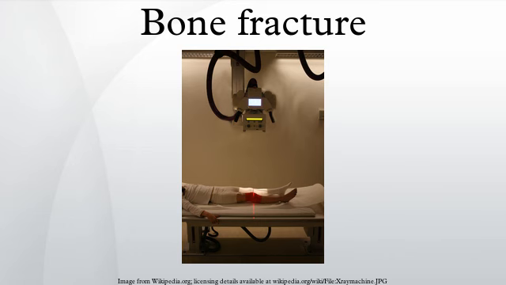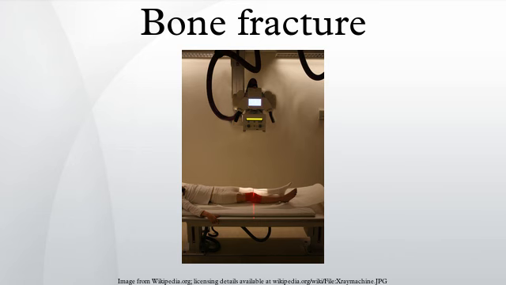Transverse fracture, a fracture that is at a right angle to the bone's long axis. Oblique fracture, a fracture that is diagonal to a bone's long axis. Spiral fracture, a fracture where at least one part of the bone has been twisted. Comminuted fracture, a fracture in which the bone has broken into several pieces.